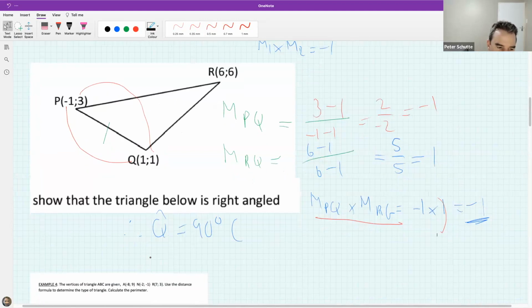And so we can say, therefore, triangle PQR is right angled. Okay, so that's another interesting way we can use the formula. If we see that the gradients are in this relationship where their product is -1, we know the angle that's formed between those two lines must be 90 degrees, which is quite handy.